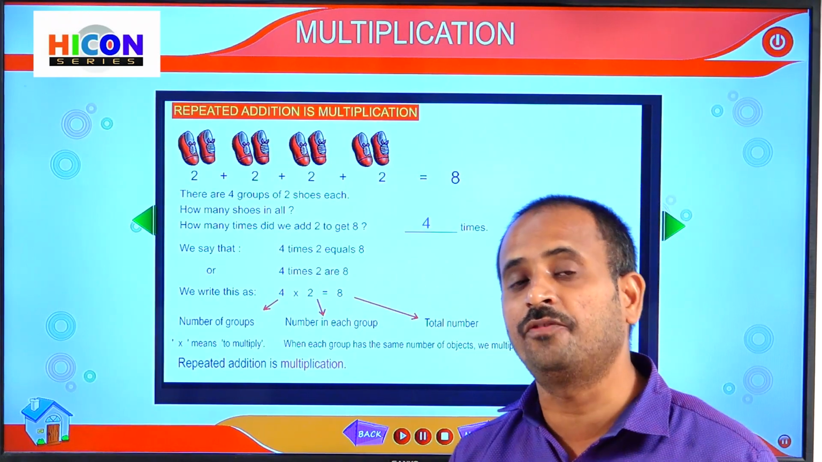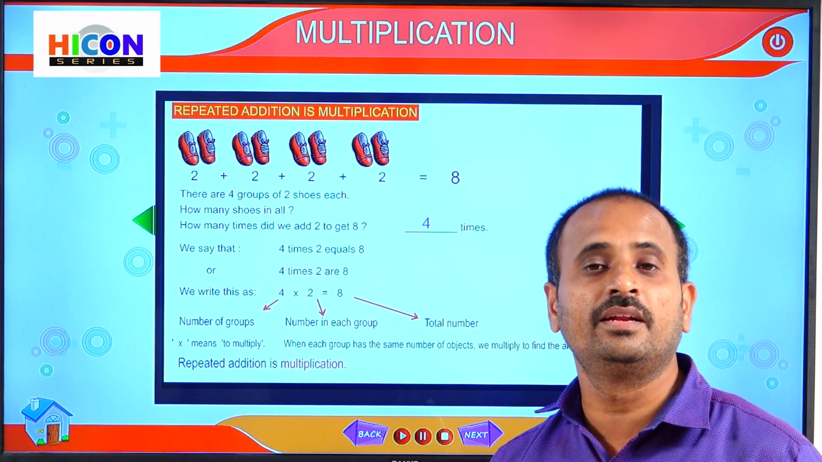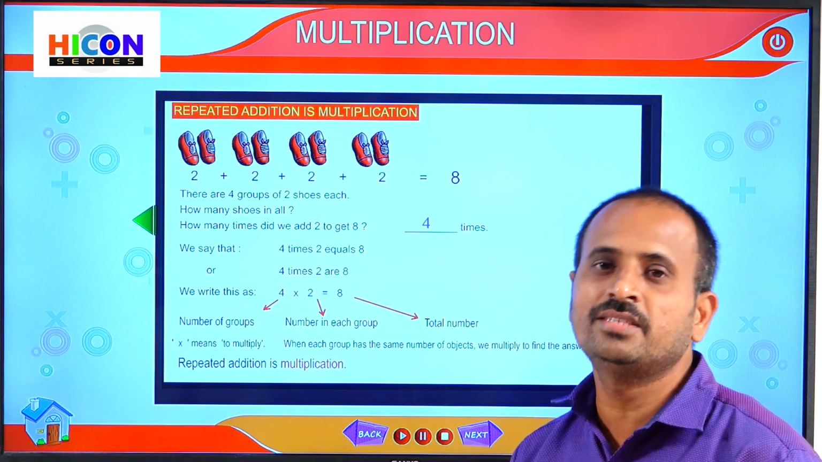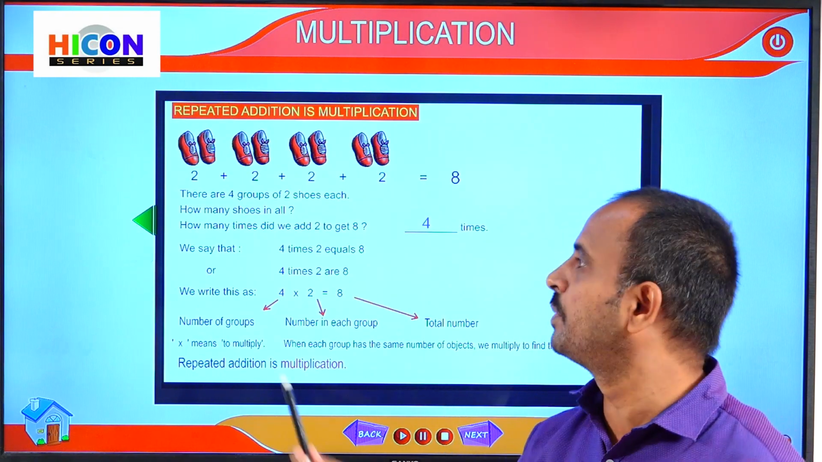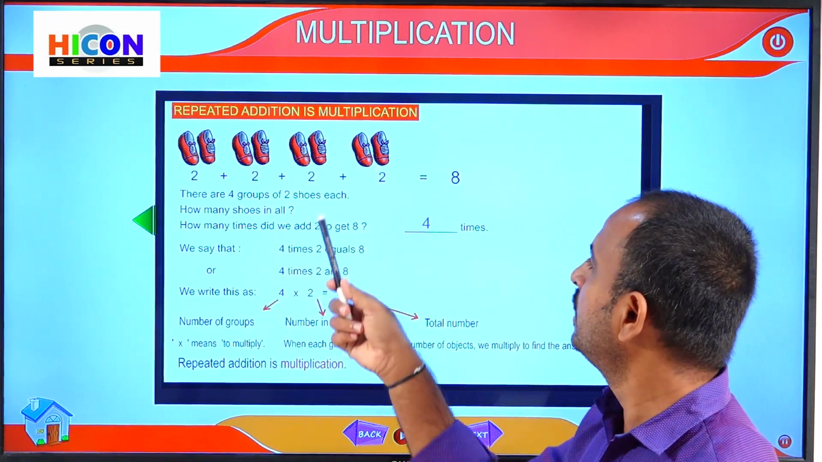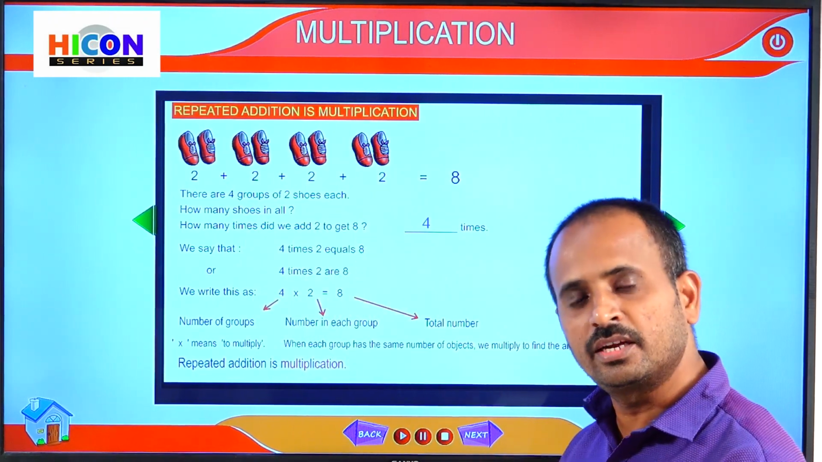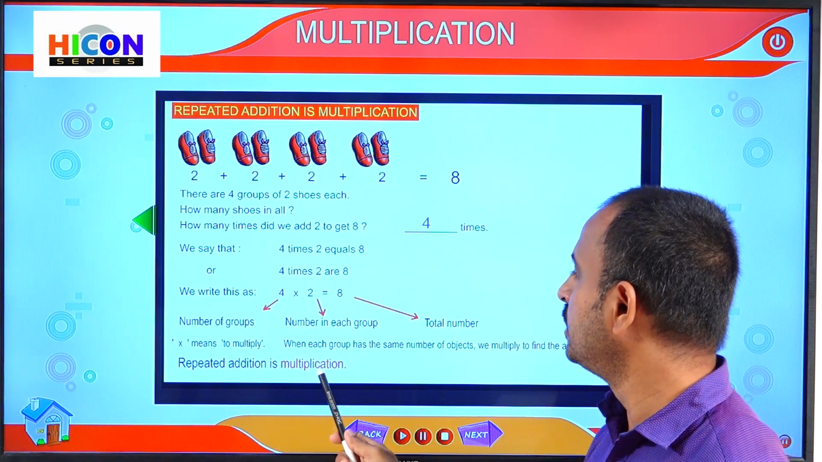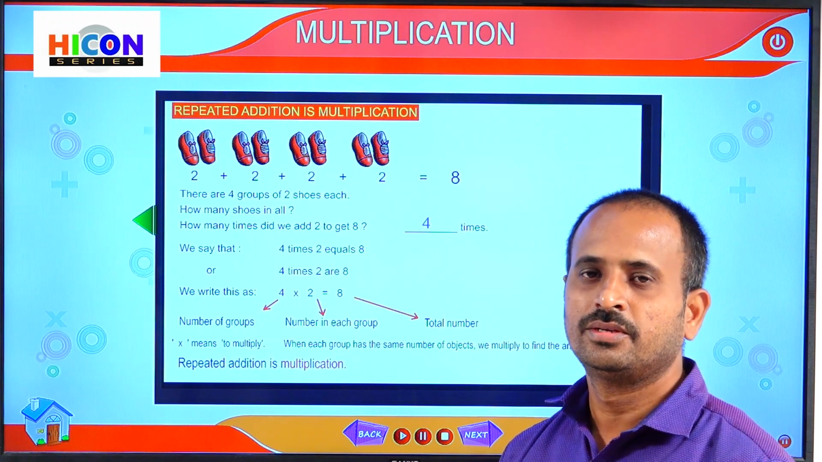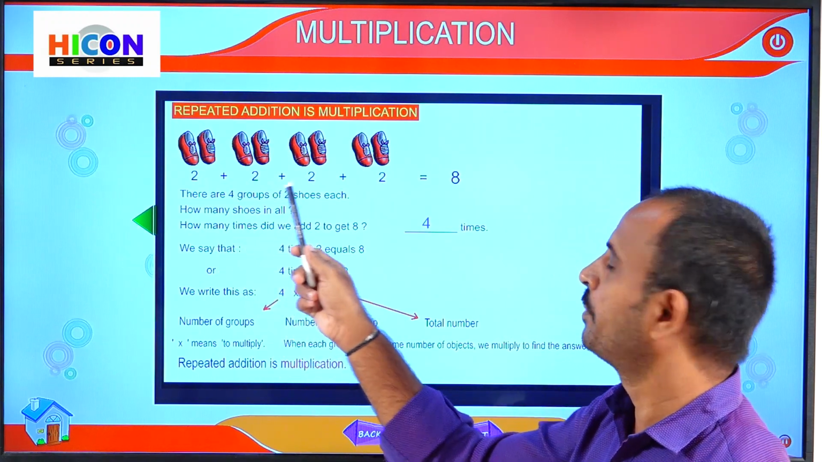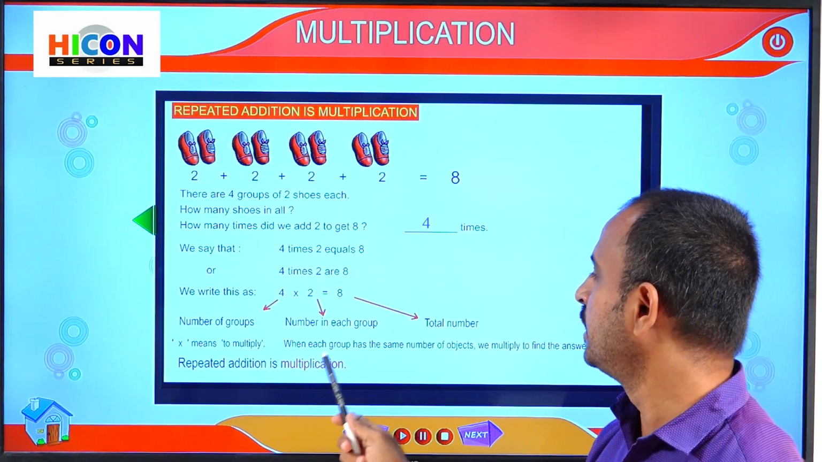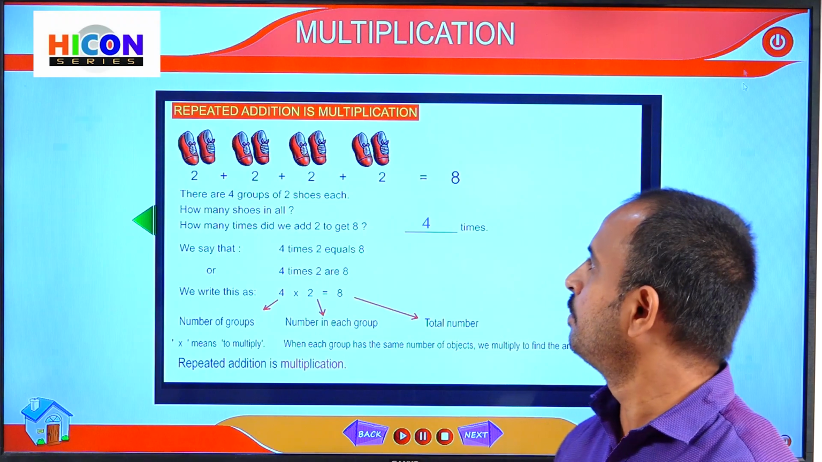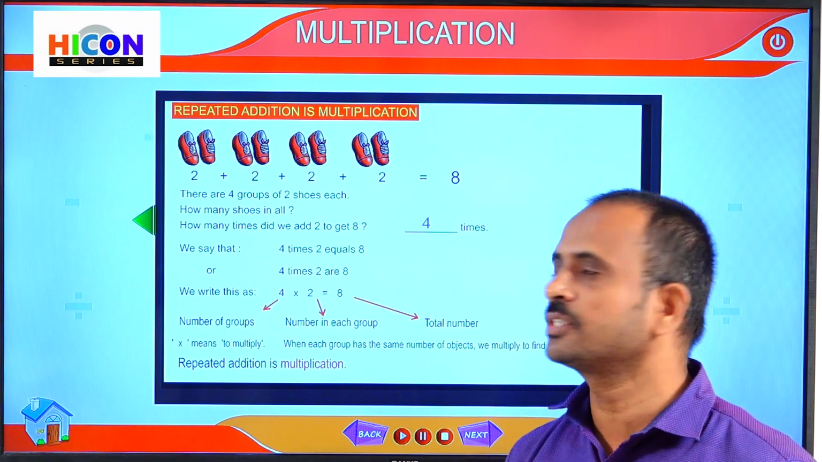If each group has a different number of objects, then multiplication is not possible. So the condition is each group has the same number of objects, then only we can multiply. Otherwise we have to add. So repeated addition is multiplication. If you add any number repeatedly, that repeated addition is multiplication. So let us practice some problems on this multiplication.